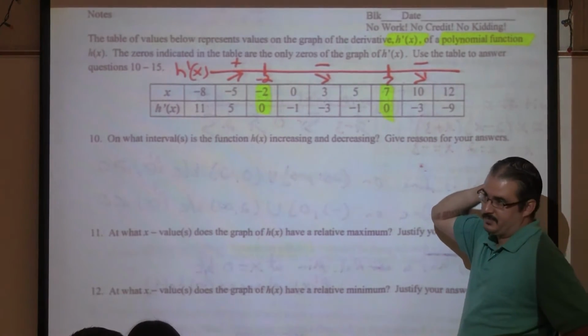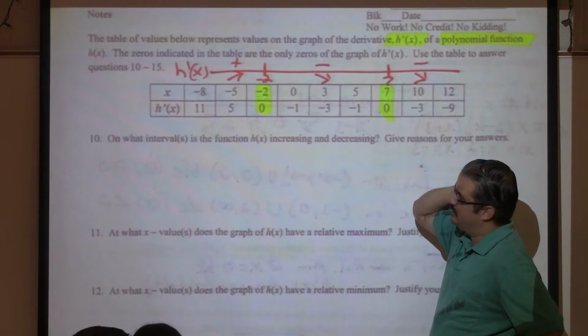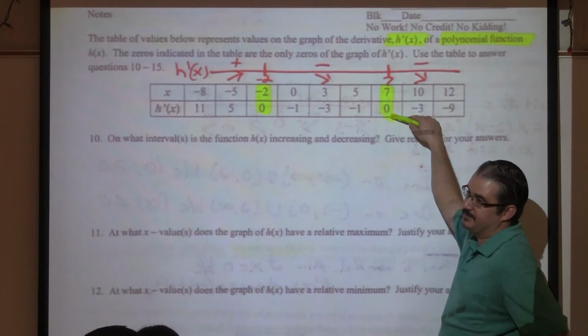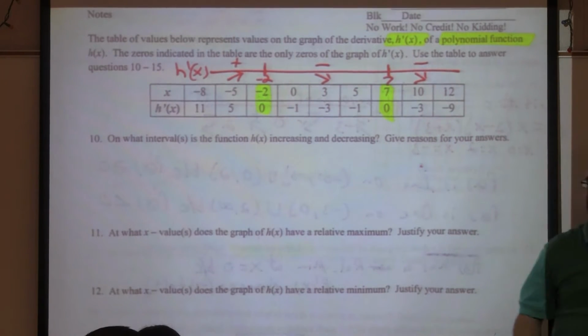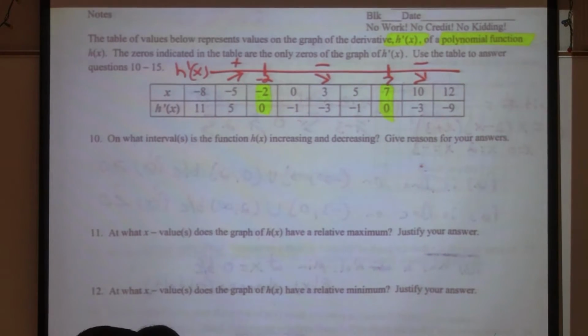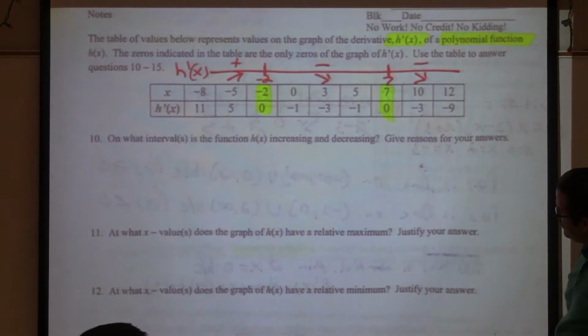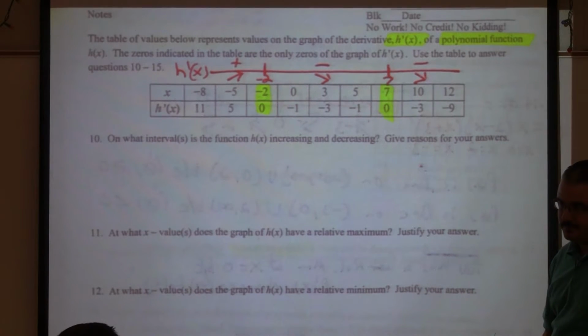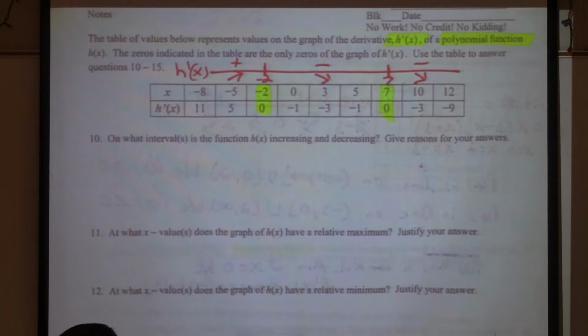Because at 7, it's what? Oh, it's 0. At 7, it's not negative, it's 0, right? Okay, so be careful, all right? You gotta split up the interval. Got it? And again, that one is because h prime of x is what? Less than 0. Good job, buddy.